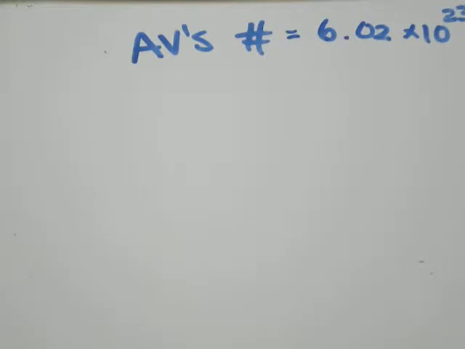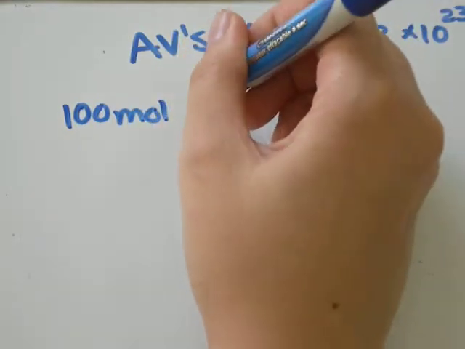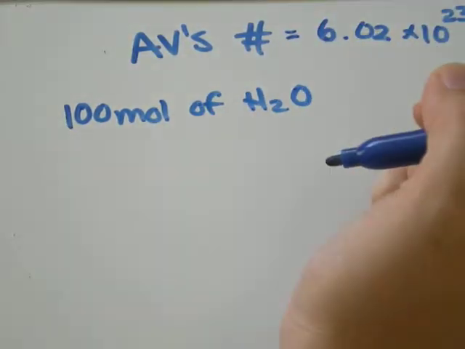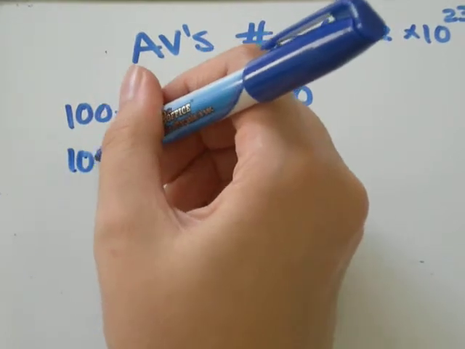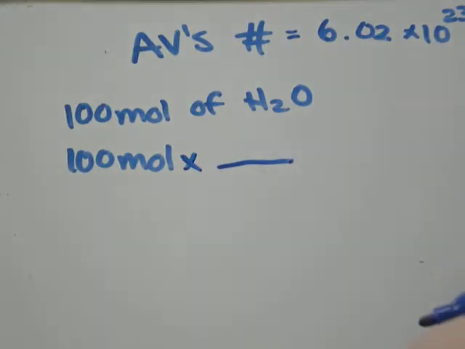So let's say that we had 100 moles of water, H2O. We would take that 100 moles and multiply by Avogadro's number. Now we need to talk about the units of Avogadro's number. You can think of it as number of particles per mole, but most particles are made up of molecules. So I'll go molecules per mole for our units.